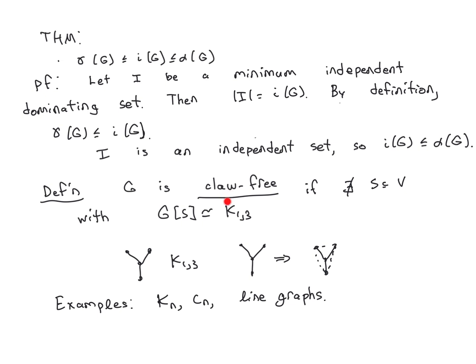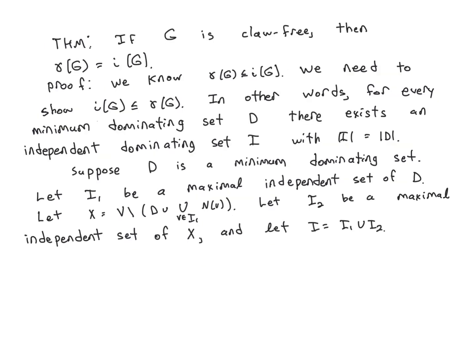We say a graph is claw-free if it doesn't contain an induced claw. So a claw is K_{1,3}, so it looks like this. And we say it's claw-free when you don't have an induced claw, which means whenever you have a claw, you must have one of these other edges. Some examples include the complete graph, the cycle, and line graphs of a graph turn out to also be claw-free. So the theorem is that if G is claw-free, then the domination number is equal to the independent domination number.